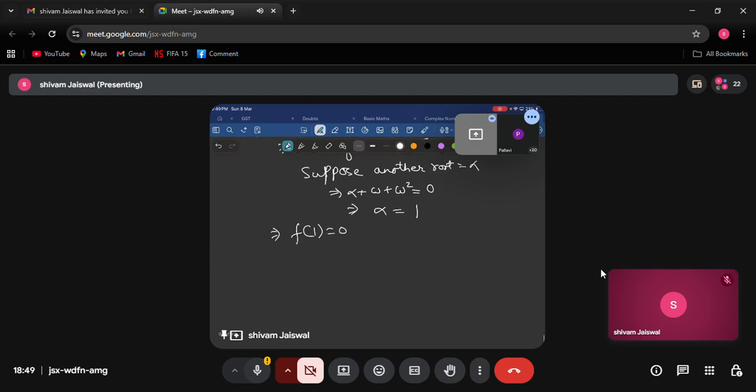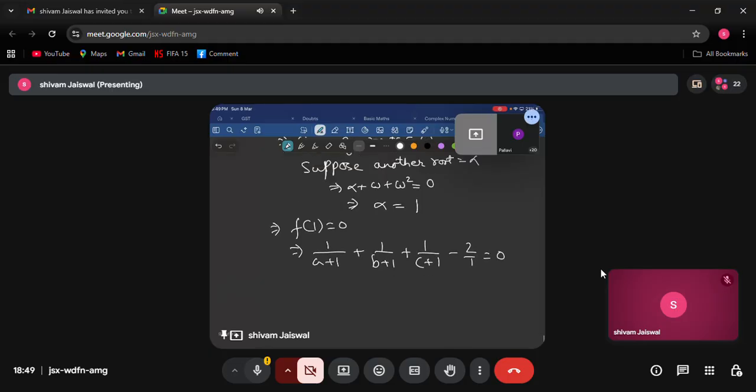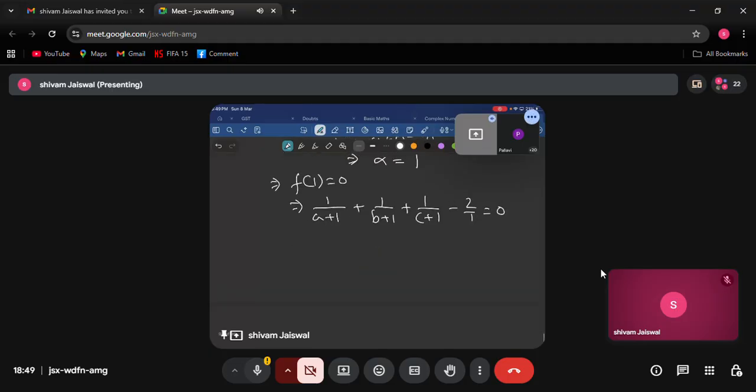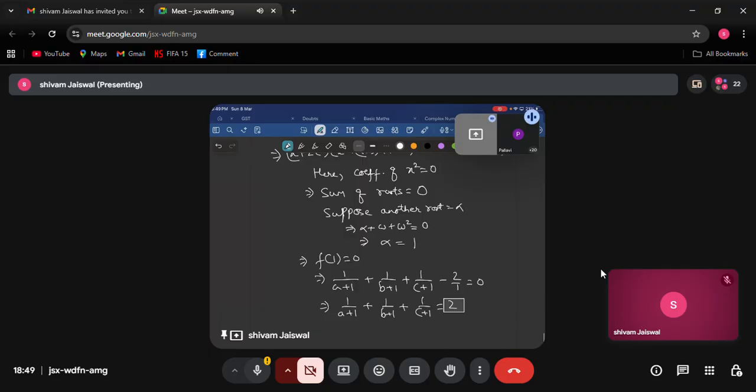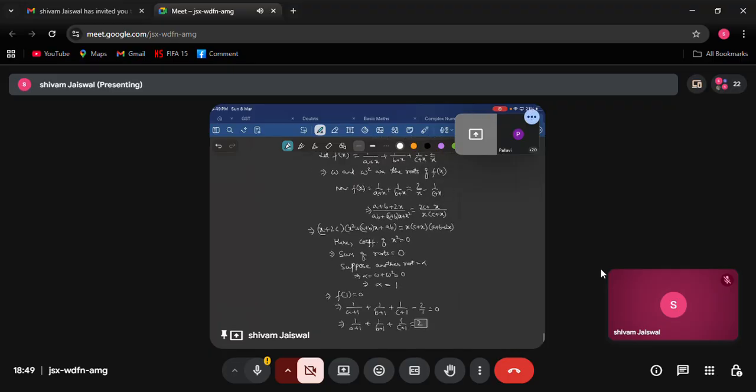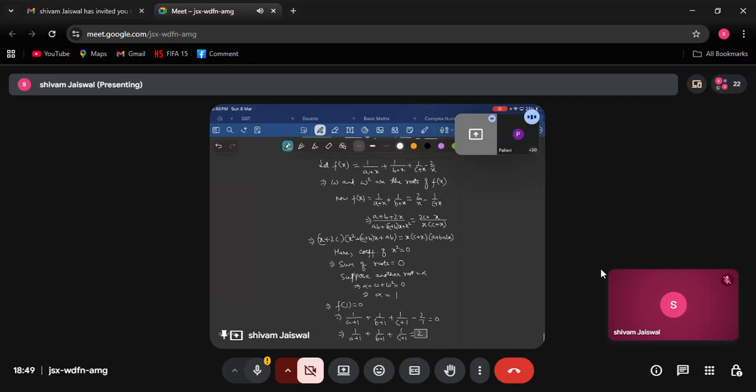This implies 1 upon a plus 1, plus 1 upon b plus 1, plus 1 upon c plus 1, minus 2 upon 1 is equal to 0. This implies 1 upon a plus 1 plus 1 upon b plus 1 plus 1 upon c plus 1 is equal to 2. These kinds of questions can come in JEE Mains. Anyone having any doubt, you can ask me.